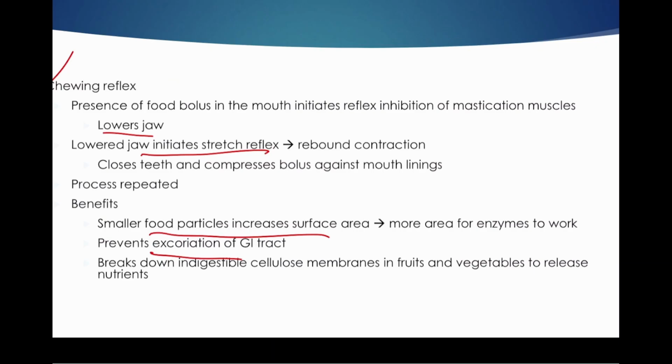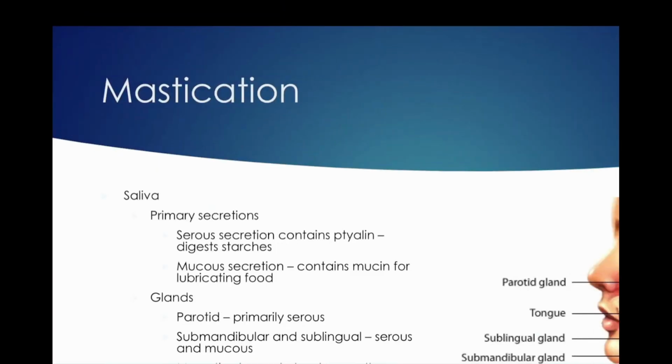And it helps break down indigestible cellulose membranes in fruits and vegetables. Like the outside part of a corn, we can't break that down, but by chewing it, we can get everything inside out of it and break it up enough so we can break down the stuff on the outside. Same thing with fruits and vegetables. They have cell walls, cellulose, which we can't break down. So we have to chew it to get it going before you swallow it.